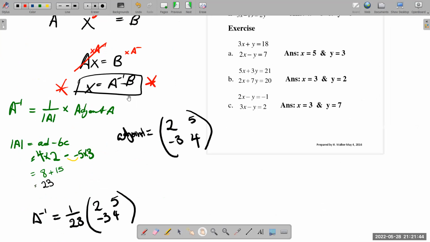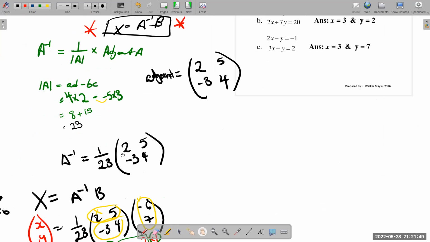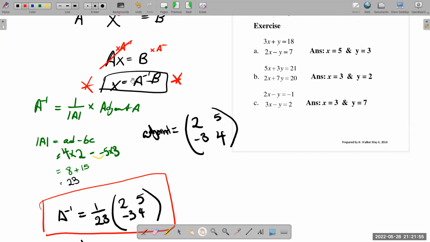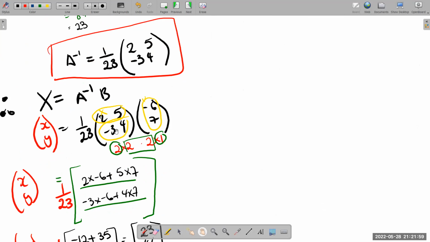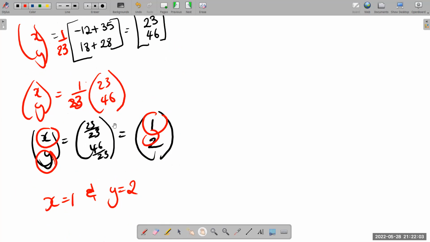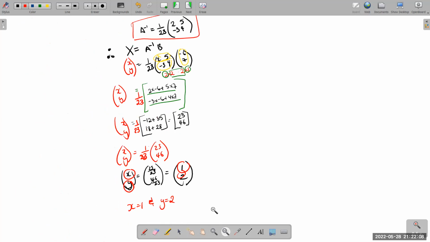So who do we need to find? We need to find A inverse. So that's what we do. We find A inverse, and that's what we did here. Once we have that, we use the formula to find X. And what does the formula tell us to do? Multiply A inverse by B. That's what we did here. And when you come down to the end, your final answer, you match them up, so you get your x value and your y value.